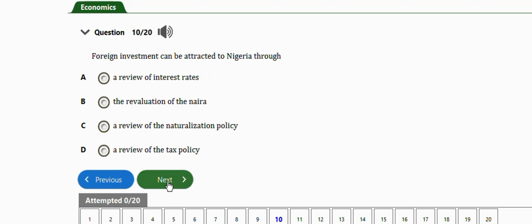It says foreign investment can be attracted to Nigeria through a review of interest rates, the revaluation of the naira, a review of the naturalization policy, a review of tax policy. The right answer is option D, a review of tax policy. Okay, very important. So that's it for this question. The next question will be this one.